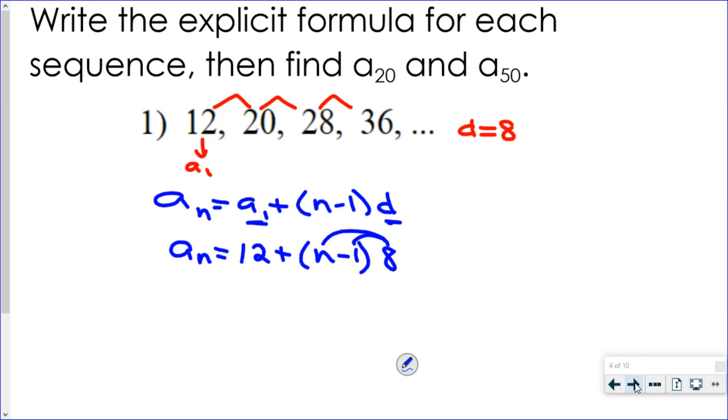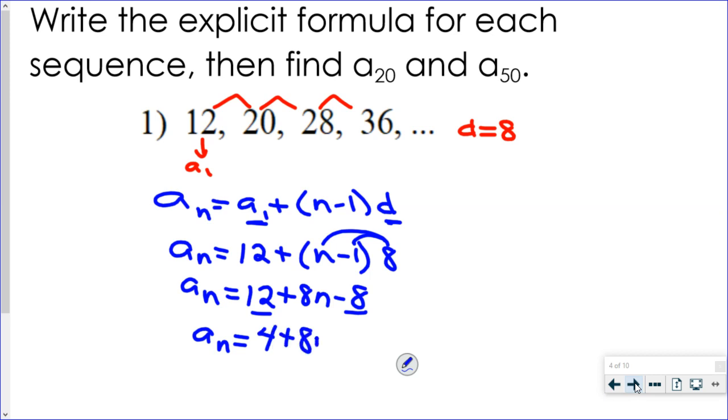I then distribute from the back. And then I combine my like terms, and I get 12 minus 8, which is 4, plus 8n. So this is my explicit formula.